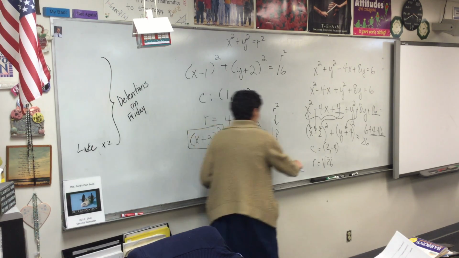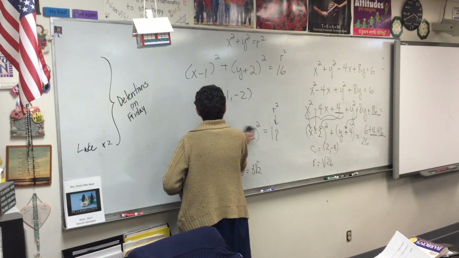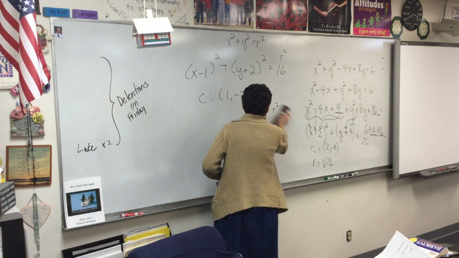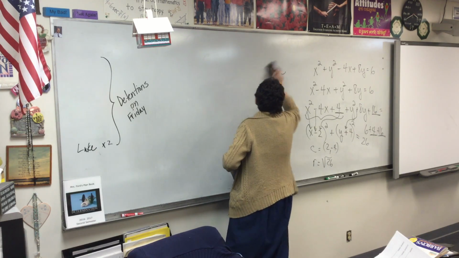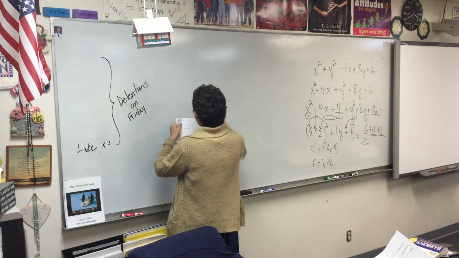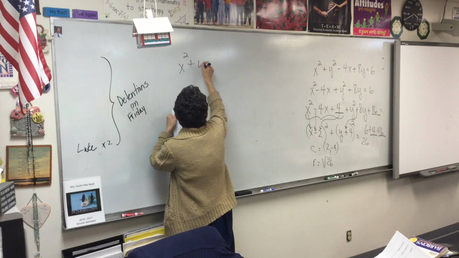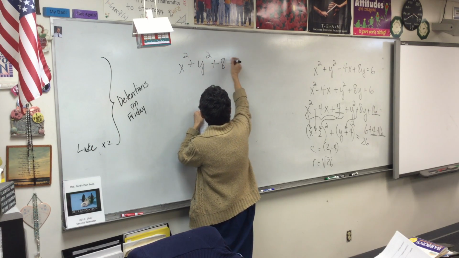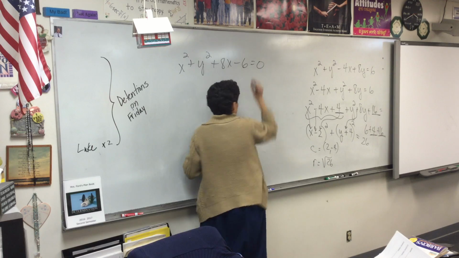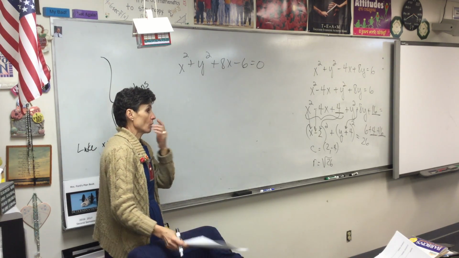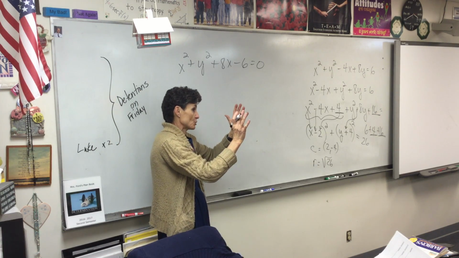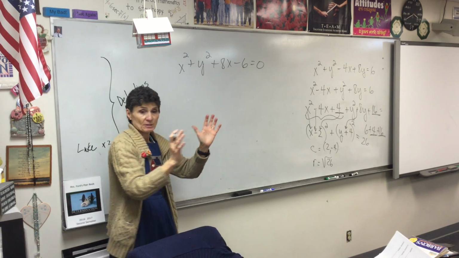All right, so here we go. Is this equation in the right form? Or am I going to have to do some stuff to it? I have to do some stuff to it. It is not in the right form. When I say the right form, I mean I have those parentheses squared, right? That's what I got to have.